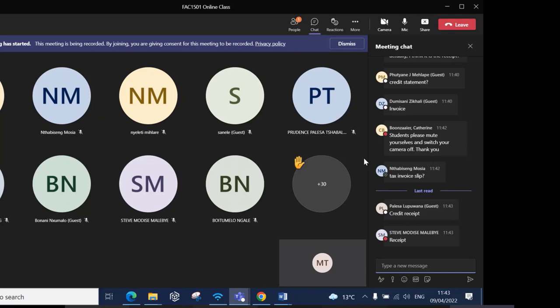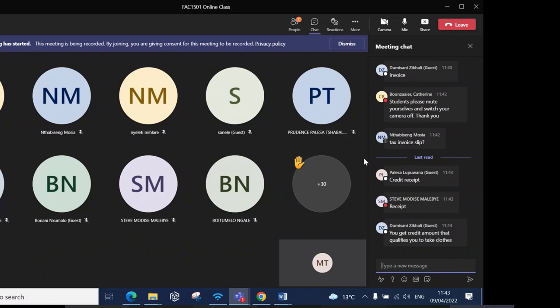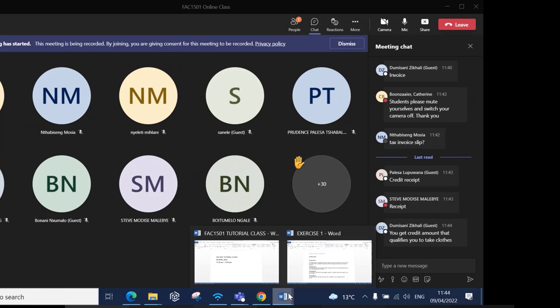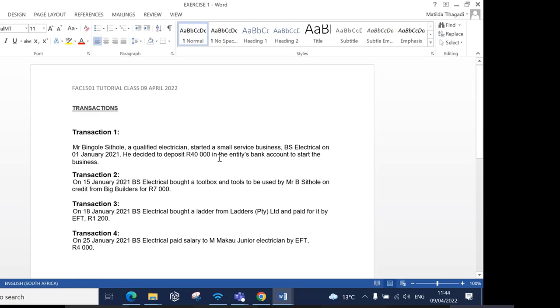Credit statement, guys. So basically, now when you go and open an account, you get a credit account that qualifies you to take clothes. So there must be an agreement that was signed between BS Electrical and the supplier. Definitely there should be, because you are now saying, I'm agreeing to be paying this in the next 3 years. So basically there's an agreement to say, sign this, you're gonna be paying this for the next 3 years. We're gonna debit your account with maybe 800 rand, because they're not buying this by cash. So there must be an agreement that was signed between BS Electrical and Big Builders.